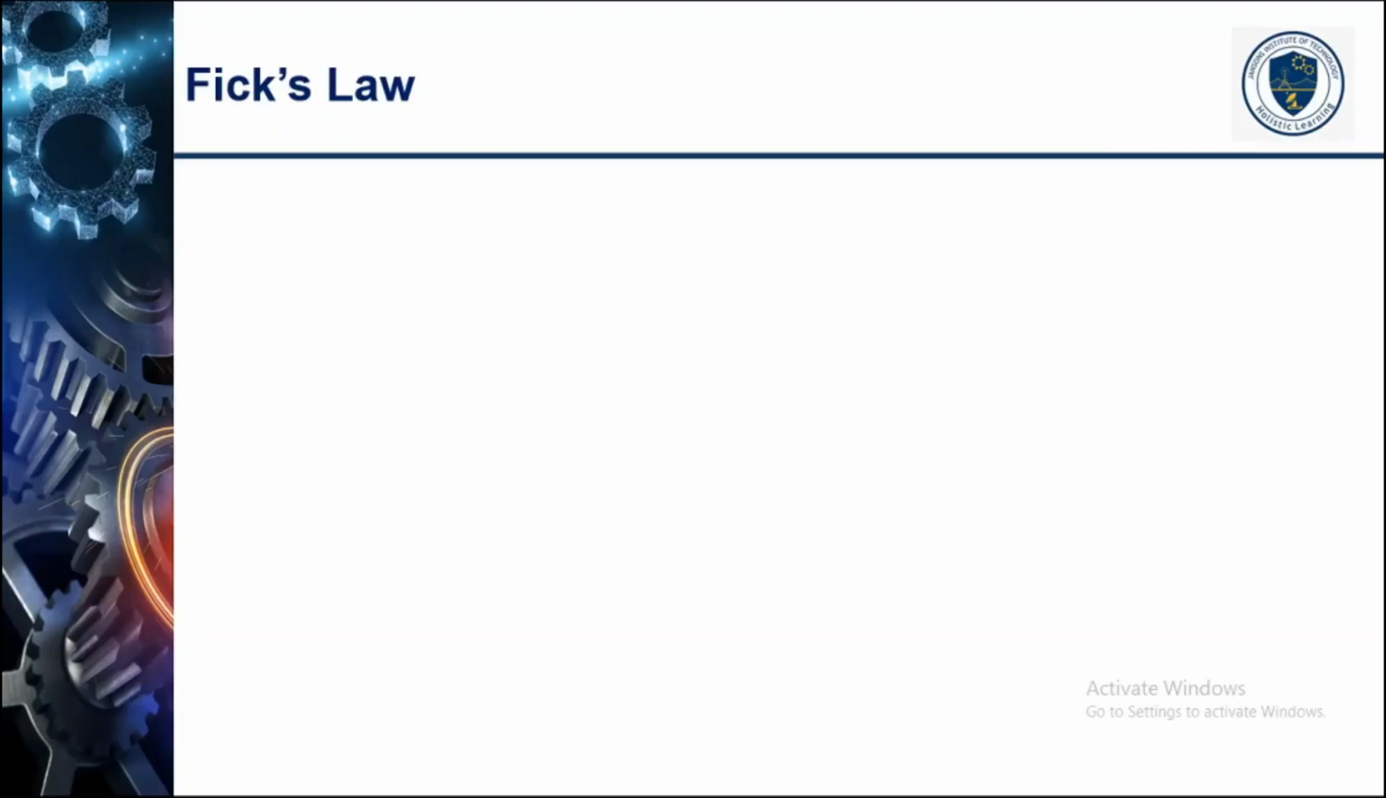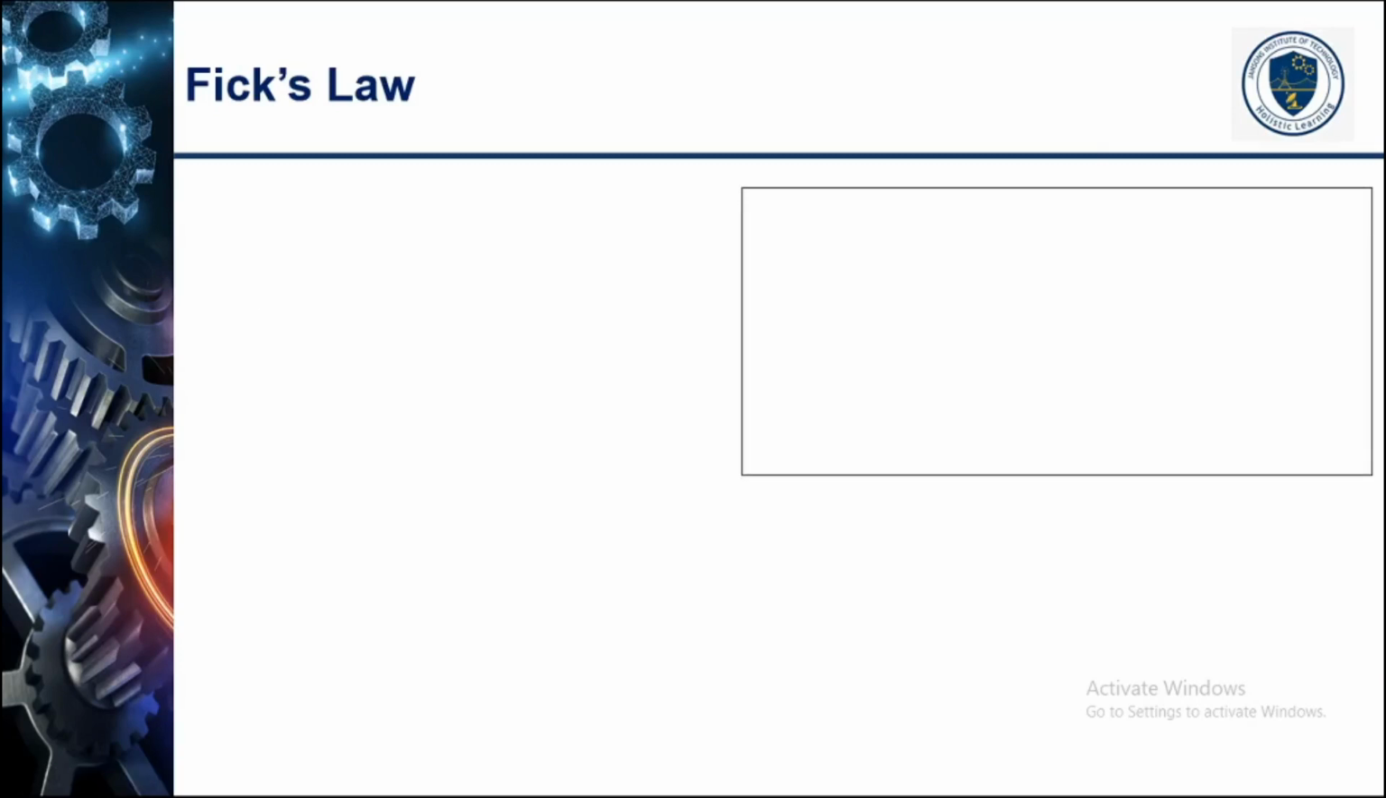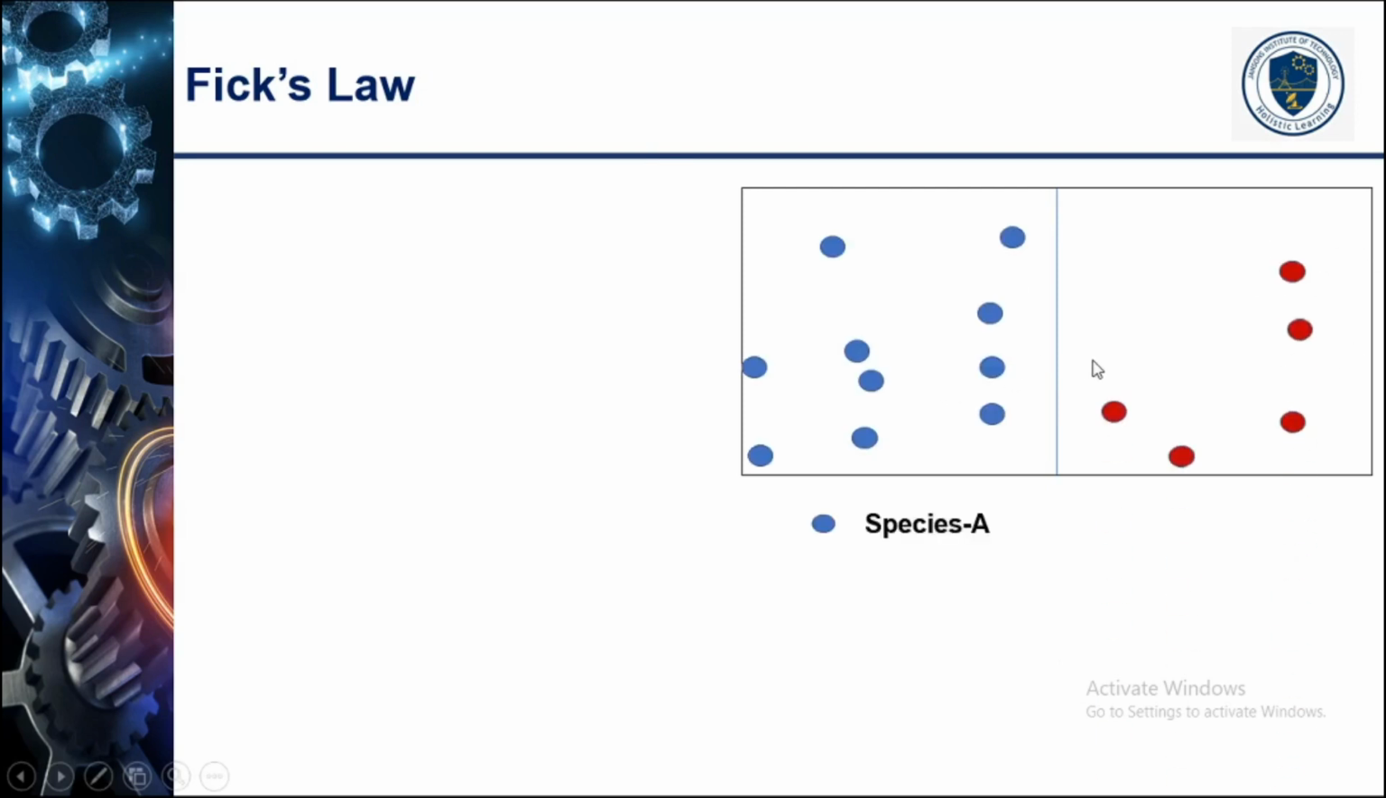Now I have to explain Fick's law of diffusion. To explain Fick's law of diffusion, consider a chamber. Now this chamber is divided into two halves with the help of a partition. So this is chamber A, this part is chamber B. Chamber A is filled with species A. In the same way, chamber B is filled with species B.